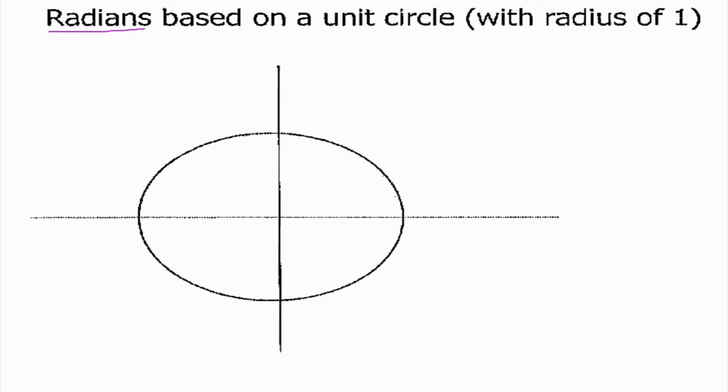Now our goal this year is to be fluent in our foreign language, so we want to get to the point where we can just think in terms of radians. And this is important because in calculus, they work primarily in radians, so we really need to be aware of that. So we're going to use what we call the unit circle. And the important part about a unit circle is that we have a radius of 1.